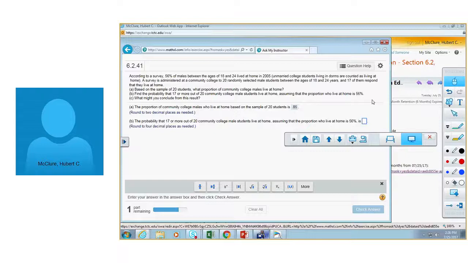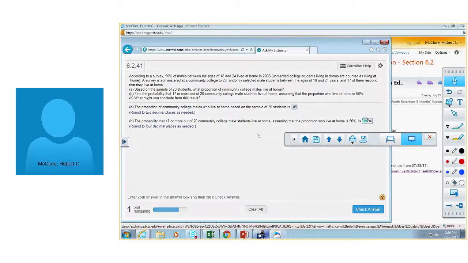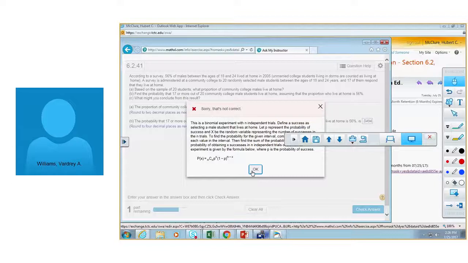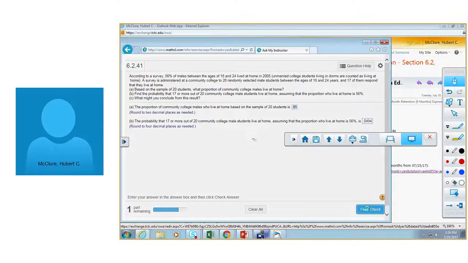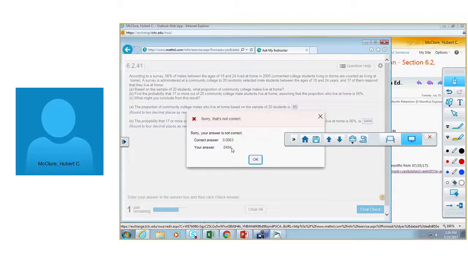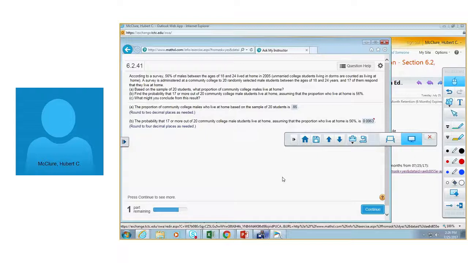Okay, I got .0494. How much? .0494. Okay, I got .063. That was right, I just assumed it was wrong. Did you add them all together? Yeah, I thought that was wrong. Okay, we got one person that got it right. I was like, there's no way it's that high.